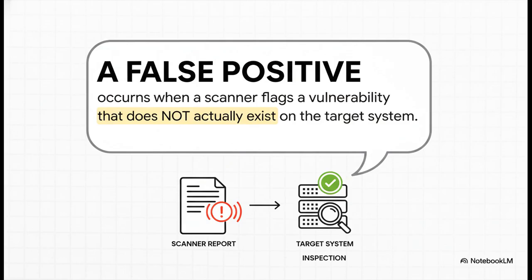And the correct answer is B, false positive. If you got that, nice work. A false positive is exactly that. The scanner raises an alarm about a vulnerability that doesn't actually exist. This is a perfect example of why an analyst's job is so important. You have to manually validate these things.